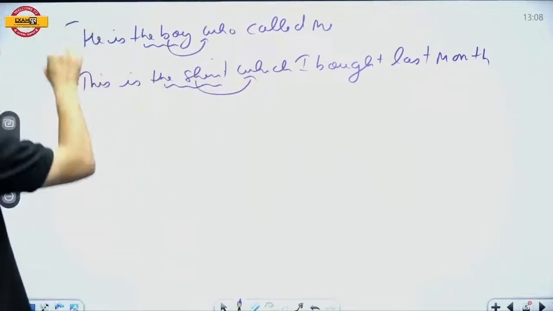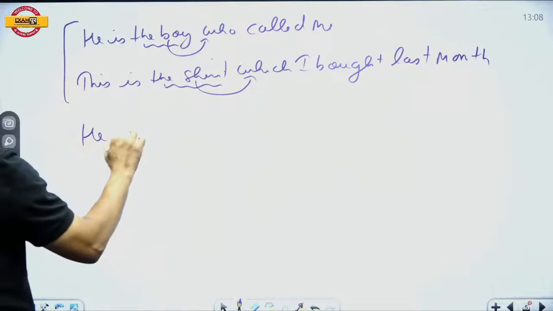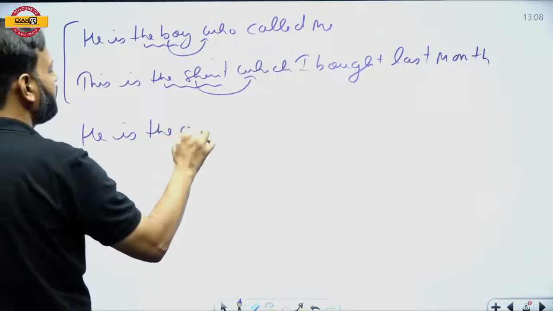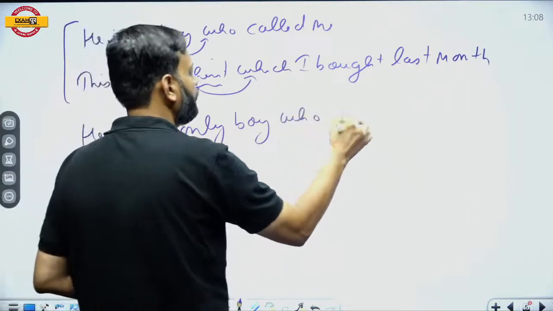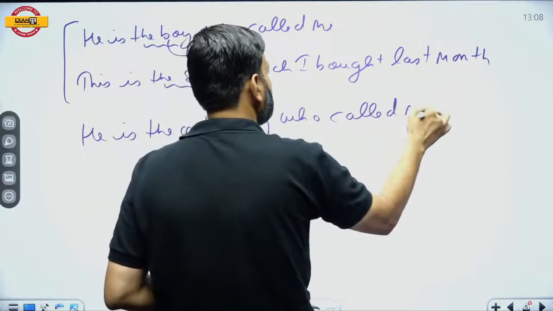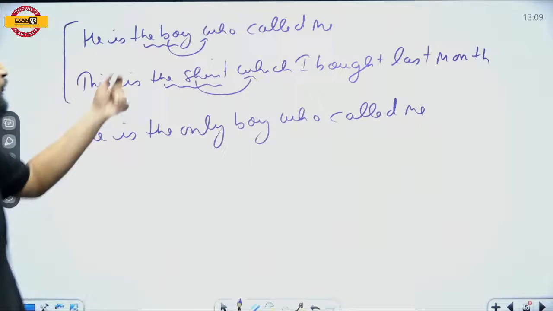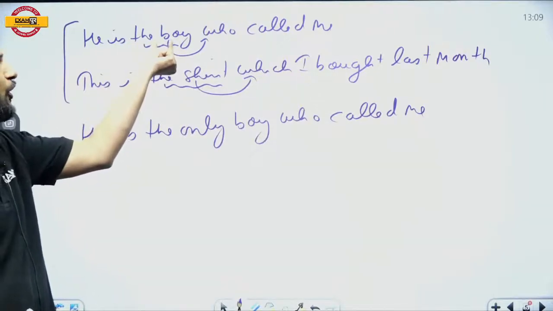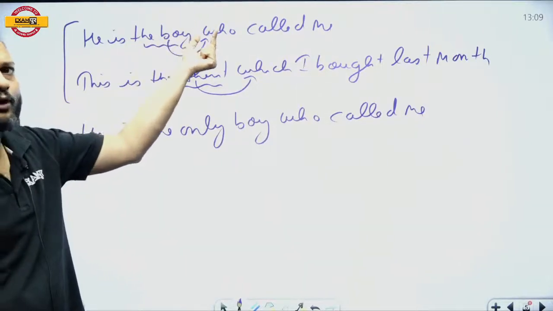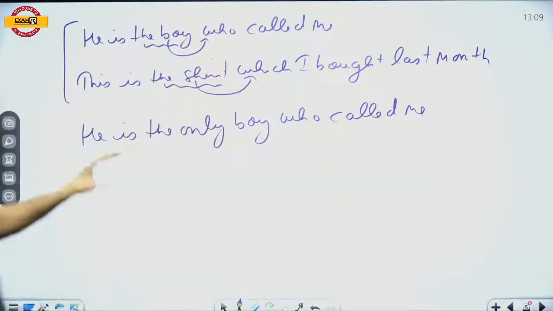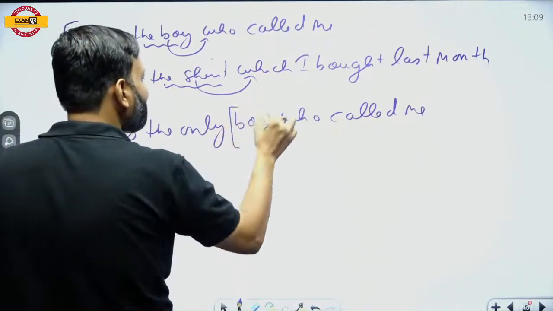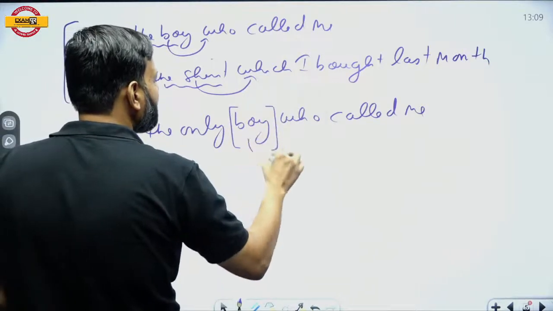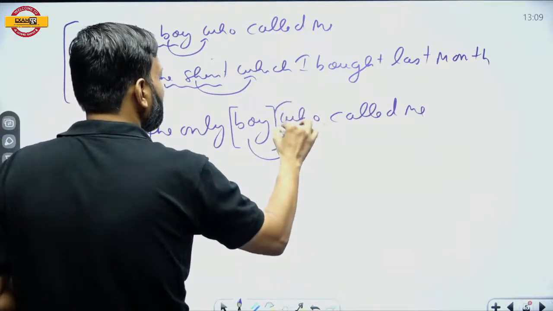Now see two more sentences. He is the only boy who called me. So in the first sentence we have boy, that's why the relative pronoun who has been used. In the third sentence, we have again the boy, but in this sentence the use of who is wrong.